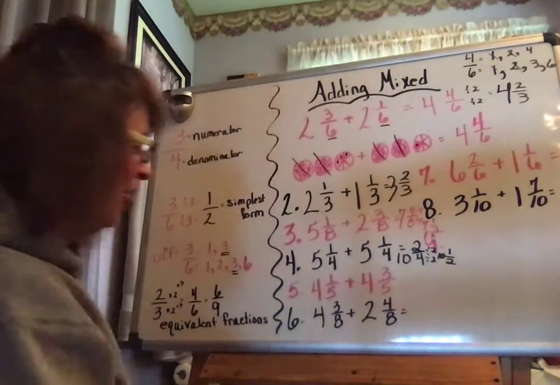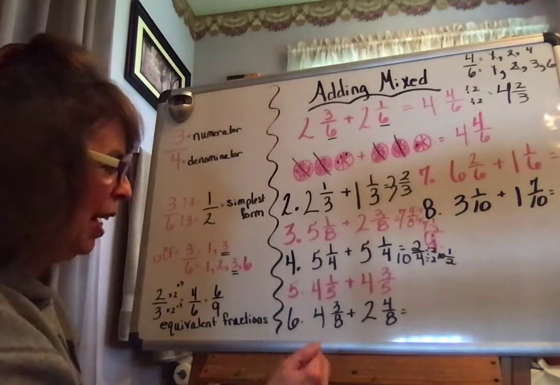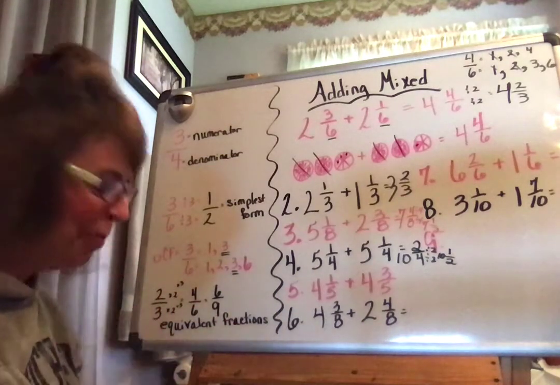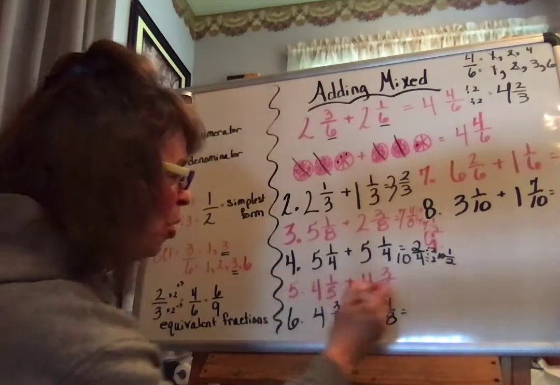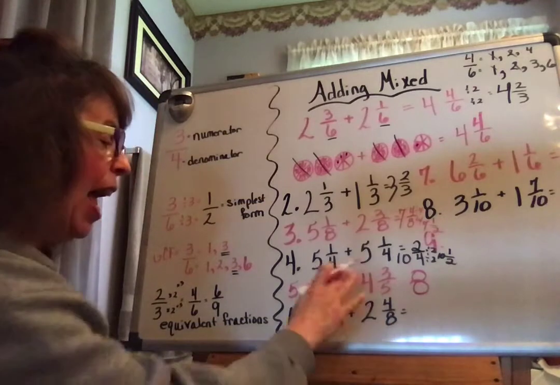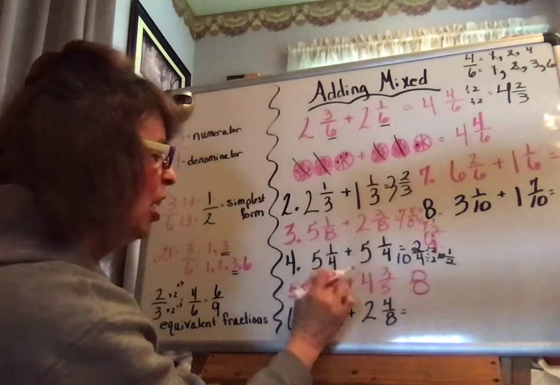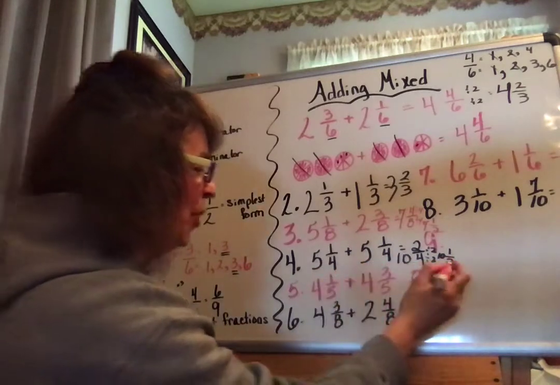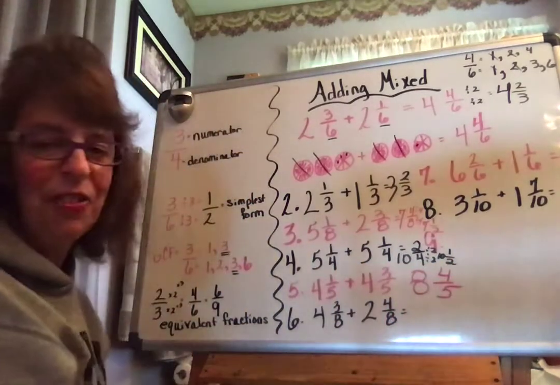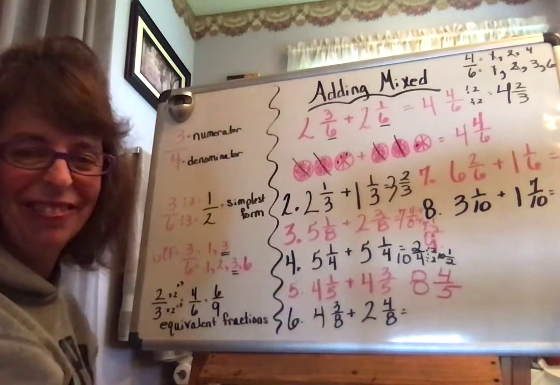Okay, now your next one, number 5. You got 4 1/5 plus 4 3/5. Remember, add your whole numbers first. So what's 4 whole plus 4 whole? 8 whole. Okay, now add your numerators. Add that top fraction together. What's 1 plus 3? 4, and keep your denominator. 8 4/5. It is already in simplest form, so you're done.